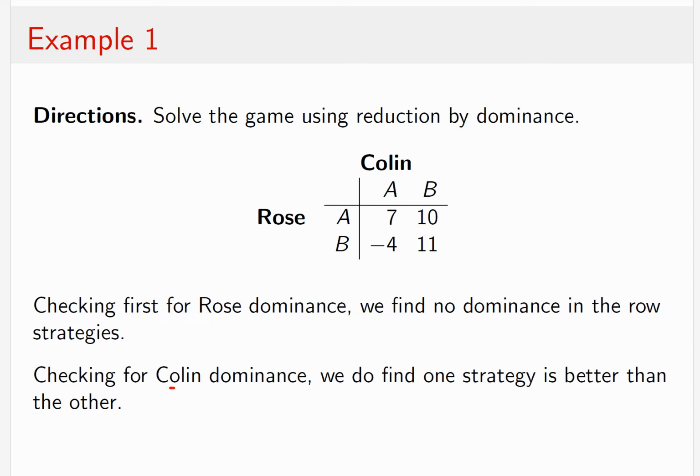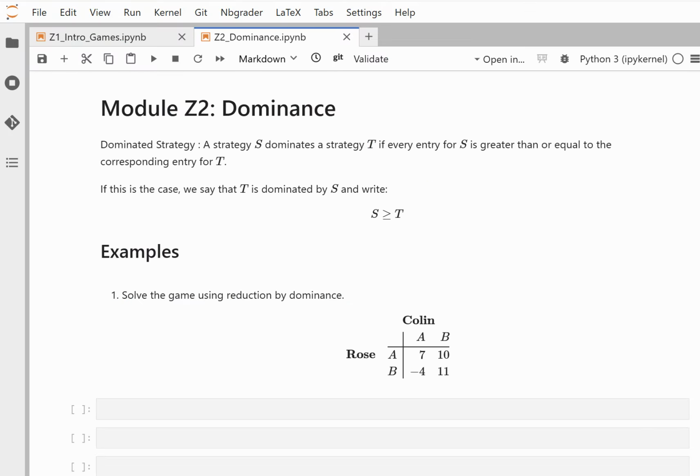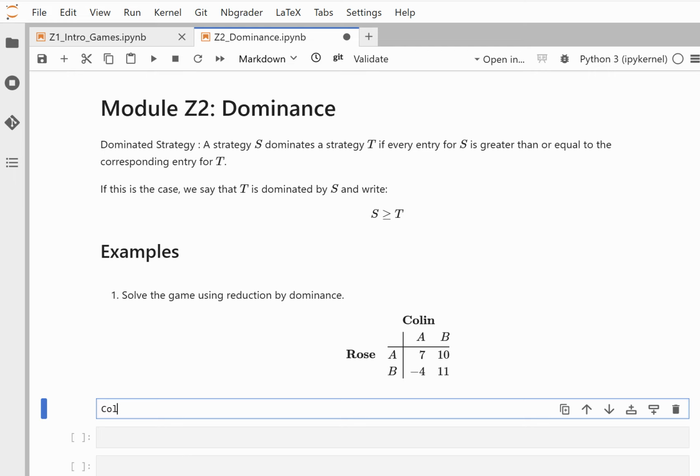Okay, but let's check for Colin dominance. Oh, nice, nice, because 7 is less than 10 and -4 is less than 11, right? So what do we have? Well, we have this in our notebook, so let's jump over there. And what am I going to do? First, I'm going to switch from code into Markdown. Why? Because I'm going to say that, first of all, let's say, right, it is Colin A dominates Colin B.